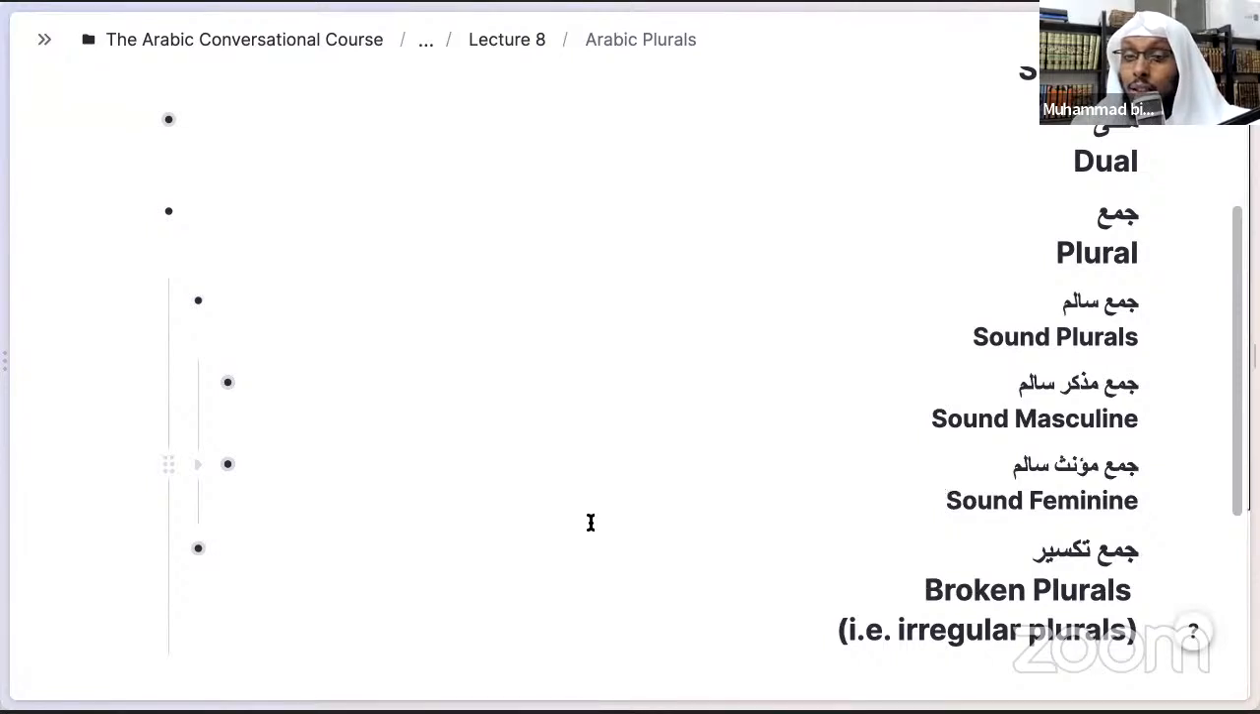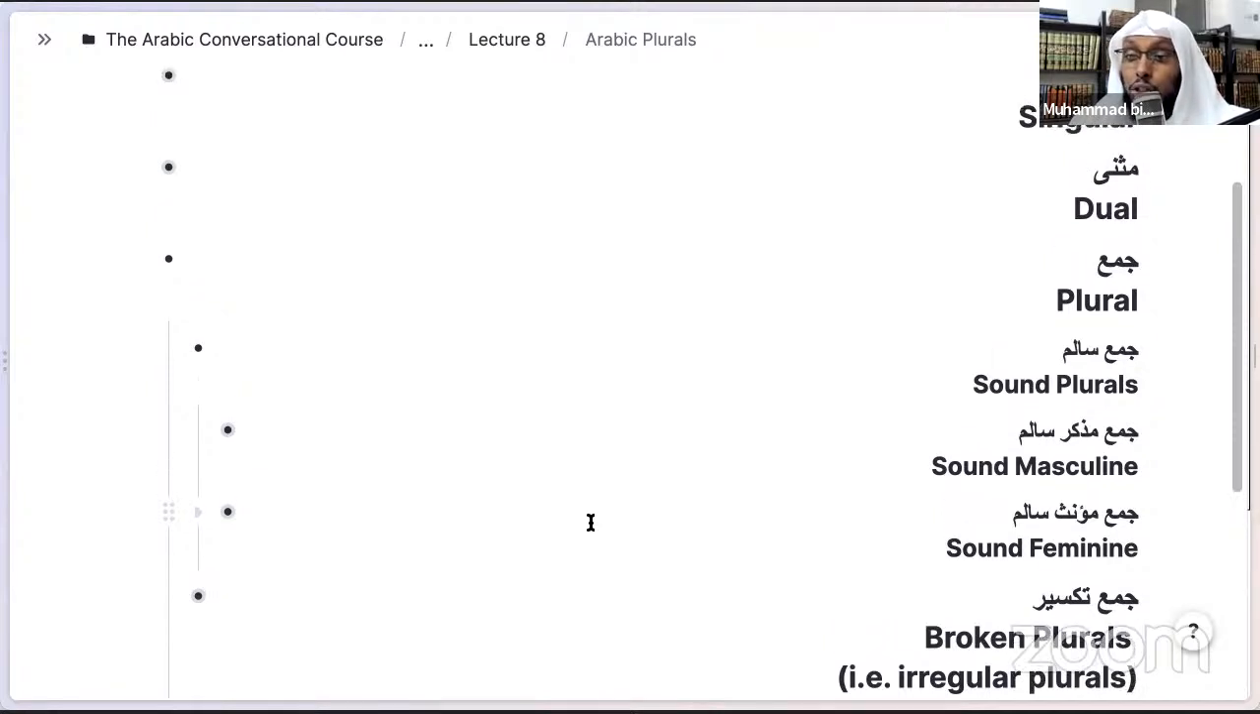Here, it's easy. We have sound masculine plurals, which we call jam'u mudhakkar salim. We have sound feminine plurals, which we call jam'u mu'annath salim. And we give these English translations at the beginning, but later on going forward we will suffice with the Arabic words, inshallah. So make sure you pay attention. Jam'u mudhakkar salim, sound masculine plural. So jam'u means plural. Mudhakkar, masculine. Salim, sound.